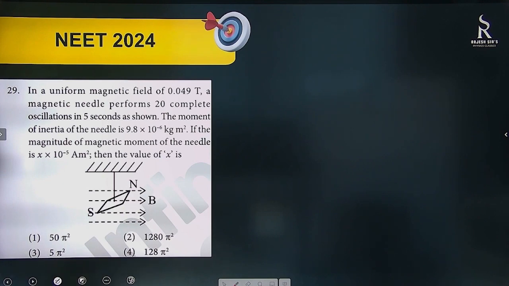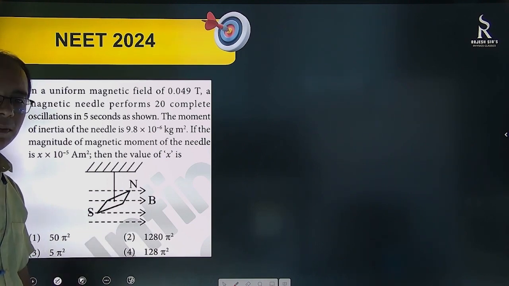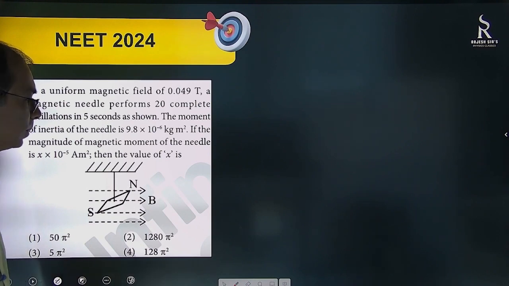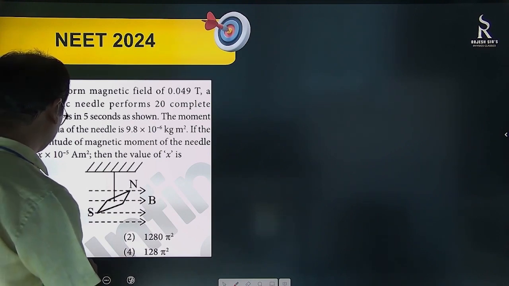Next: in a uniform magnetic field of 0.049 Tesla, a magnetic needle performs 20 complete oscillations in 5 seconds. The moment of inertia of the needle is 9.8 into 10 to the power minus 6. If the magnitude of the magnetic moment of the needle is x into 10 to the power minus 5, then the value of x is? It's a simple harmonic motion question given in a magnetic field. Alright, let's solve.